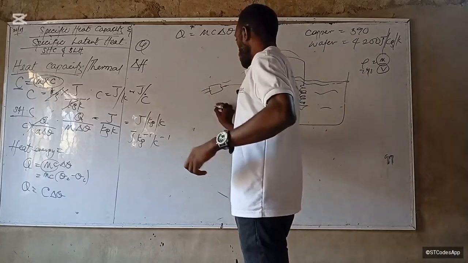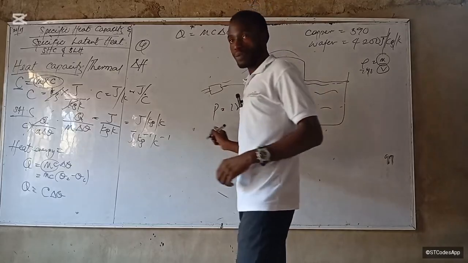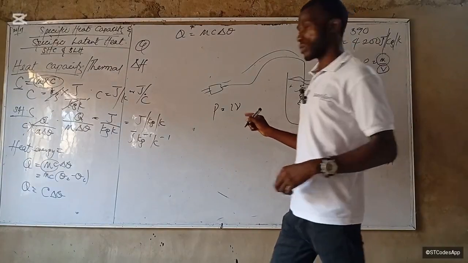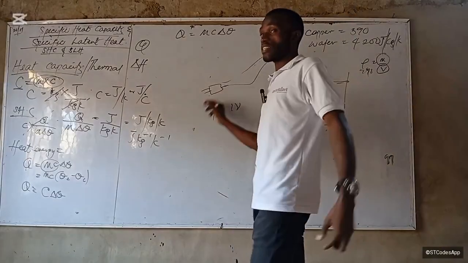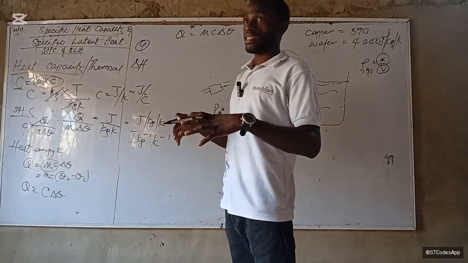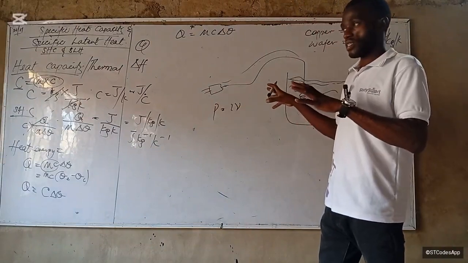Now we said that power is equal to current times voltage. Do you remember this? Okay. Power is current times voltage. Now why did I introduce power? Because the only equation that we can use to relate power and energy is this.